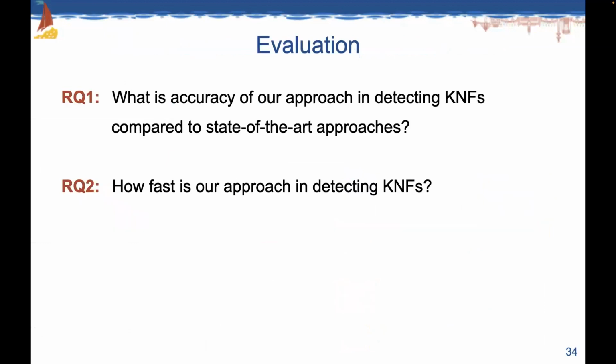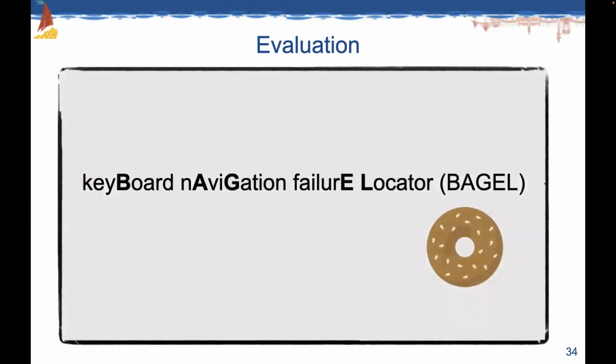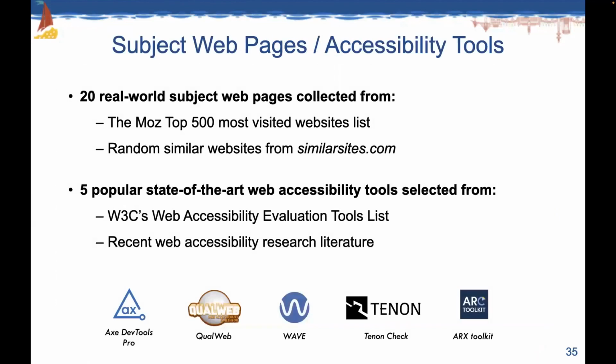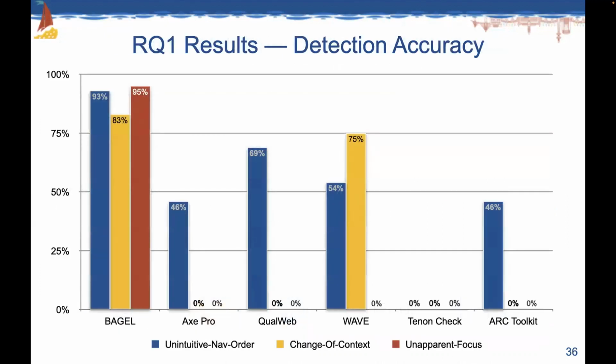To evaluate the effectiveness of our approach, we came up with 2 research questions, where RQ1 measures the accuracy of our KNF detection, and RQ2 measures the time. We implemented our approach as a Java prototype tool called BAGEL. We evaluated BAGEL's ability to detect KNFs in 20 real-world subject web pages and compared its results against 5 popular state-of-the-art web accessibility scanners. Here are the results for RQ1.